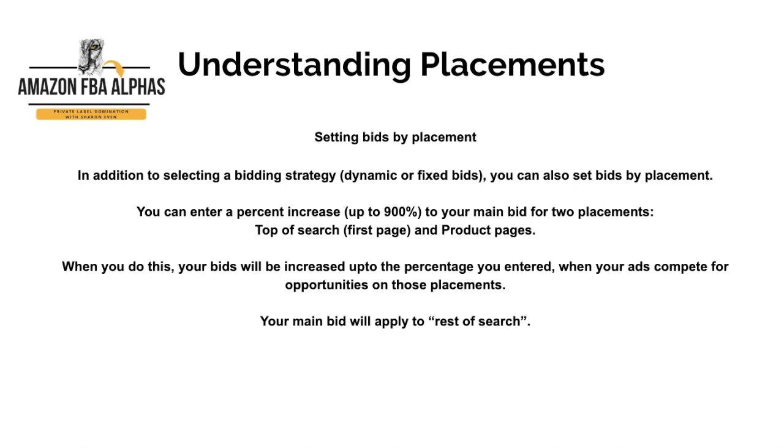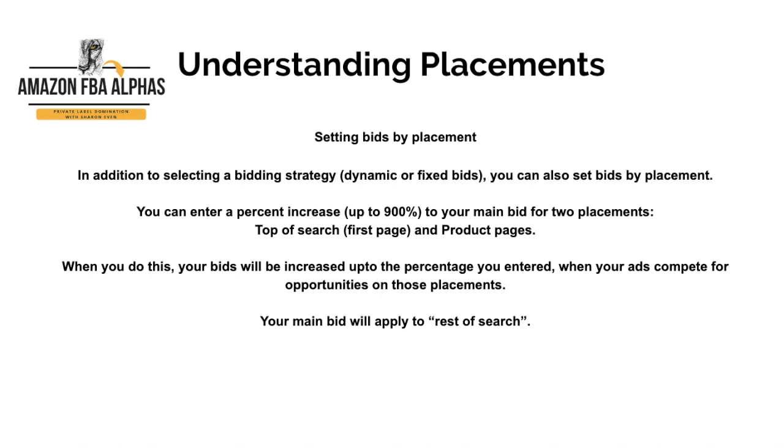Setting bids by placements. So in addition to selecting a bidding strategy, we've got dynamic or fixed bids. You can also set bids by placements. So this may be a bit advanced for you, and if it is, ignore this part or come back to it later. You may enter a percentage increase, so up to 900%, to your main bid for 2 placements. So that's either top of search or product pages.